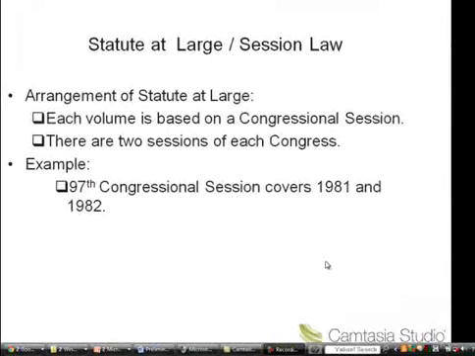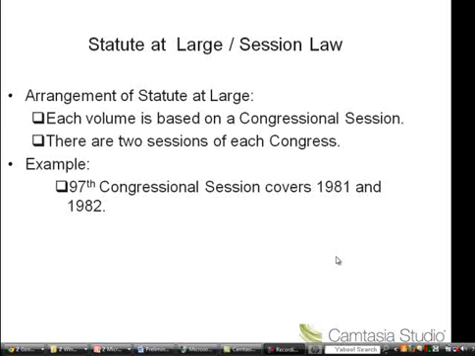Statute at large/session law. At the completion of each session of Congress, all slip laws for that session are compiled in the order in which they were made into a volume known as the statute at large. This is a chronological arrangement of all slip laws enacted during a particular congressional session.